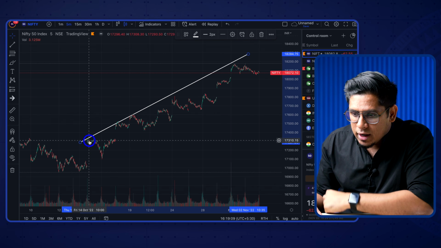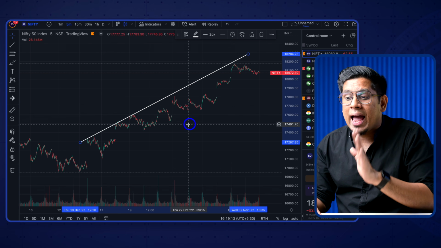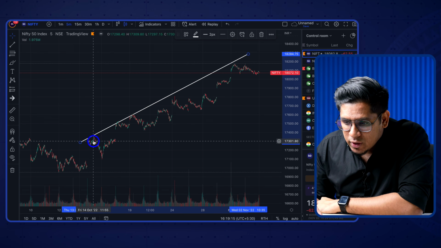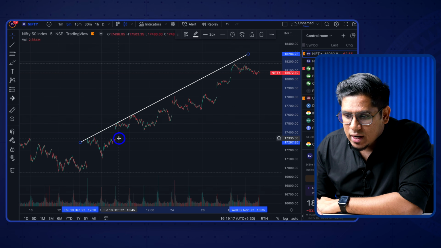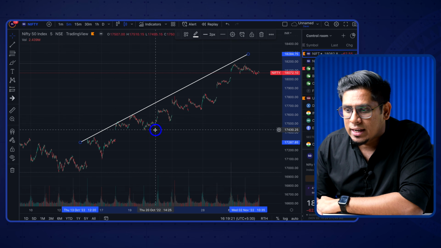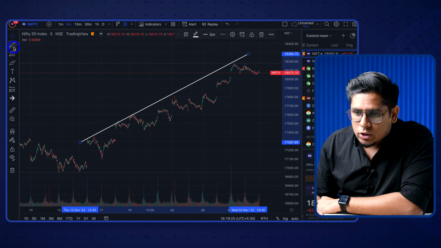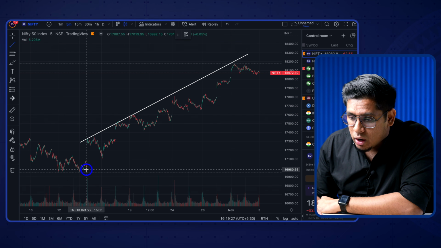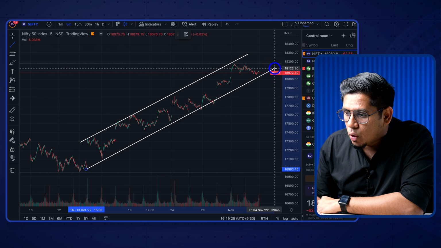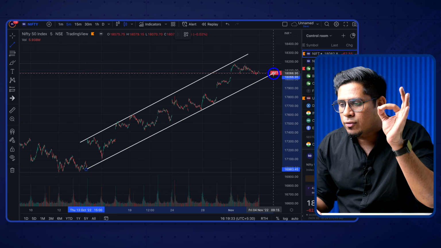See what happened? Now I've drawn this line, and do you see this line acting as a resistance? See here, Nifty went up to this line, then came down. Then Nifty again went up till this line, then came down. Then Nifty went up till this line, then came down. Then Nifty went up till this line and came down. Just like that, I also feel that there can be a line drawn connecting the lows also of this uptrend in Nifty.